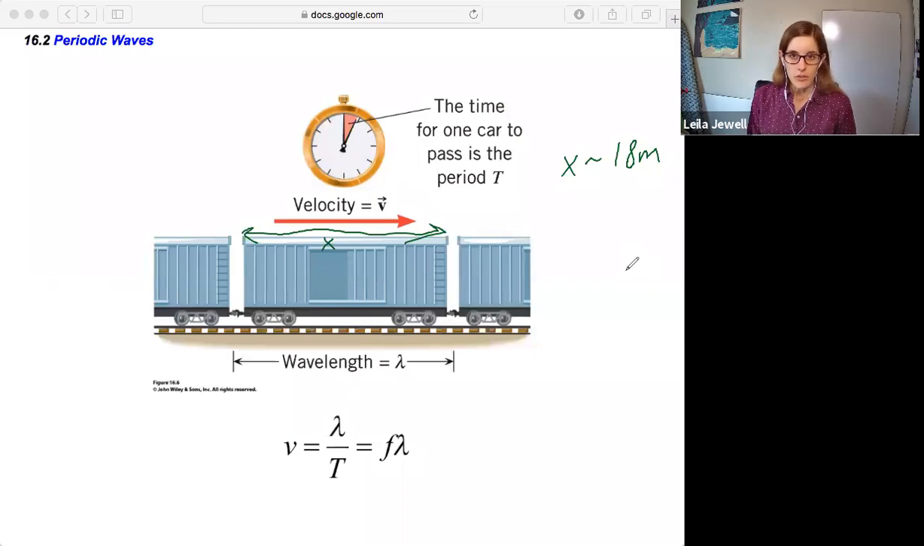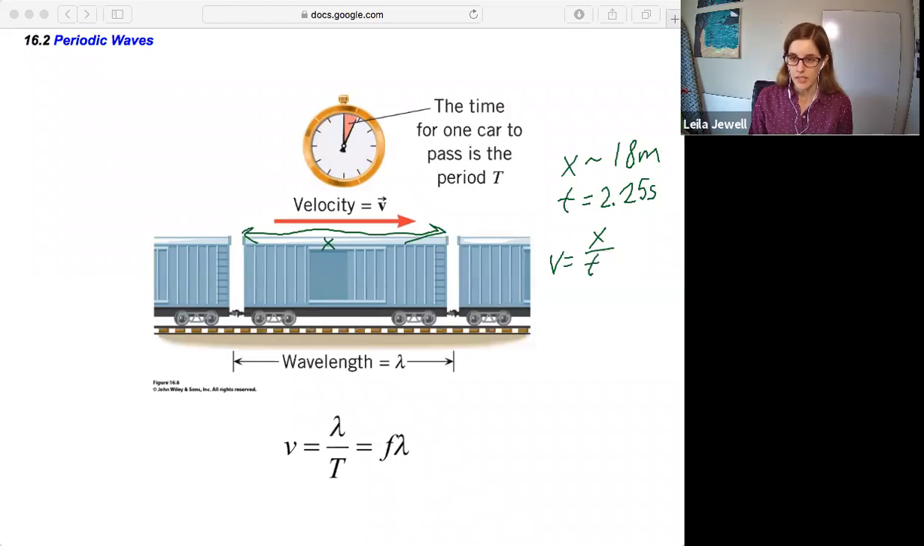Then what we could do is we could use a stopwatch and time how long it takes that one car with a known distance to pass us, right? So if we time that, and maybe we find it's just over 2 seconds, say 2.25. But once we have this known distance with the time it takes that distance to pass by, we can figure out the speed. We know speed is just distance over time.